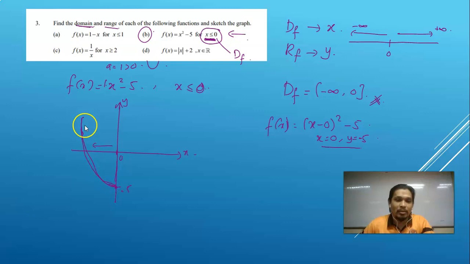Okay, there you go. This is the graph of f(x) equal to x squared minus 5 for x less than or equal to 0. Now, the value of x is the domain. Now, let's find out the graph with the minimum value of y, which is -5. The minimum, the lowest value of y is -5.